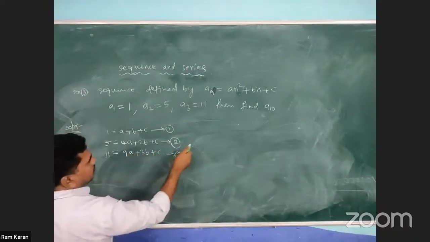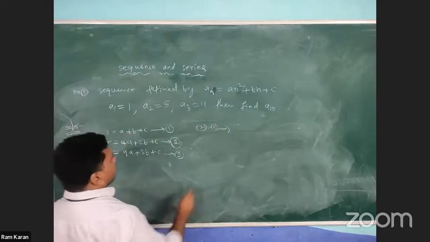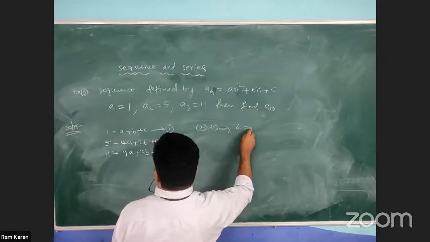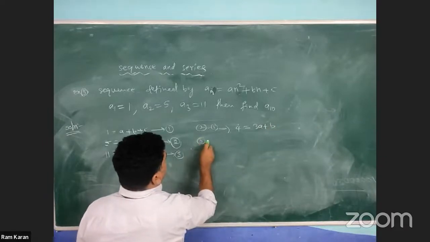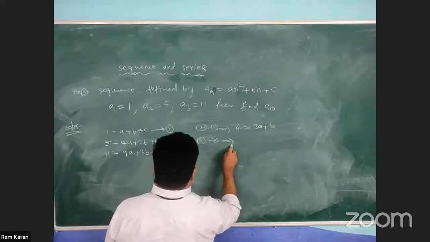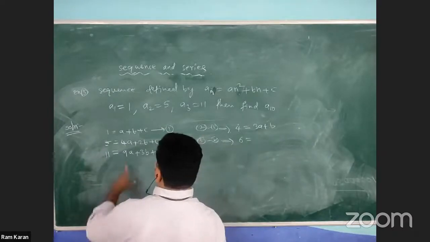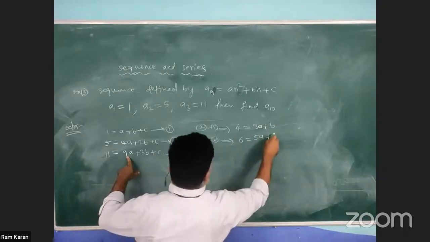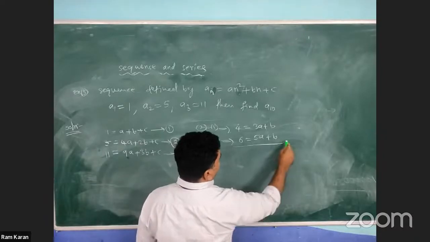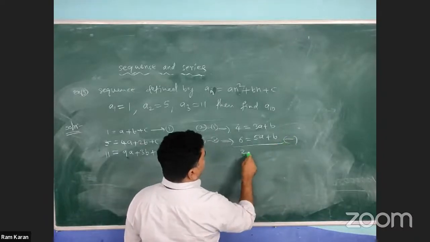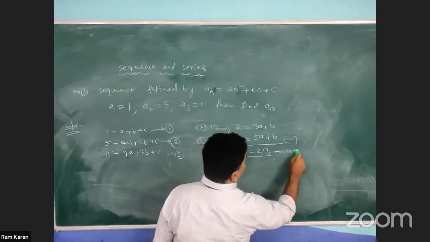Equation number 3. First do 2 minus 1. 2 minus 1 gives 4 is equal to 3a plus b, sir. And 3 minus 2 gives you 11 minus 5, 6 is equal to 5a plus b. Now subtract them. Minus a: 2 is equal to 2a, which implies a is equal to 1.